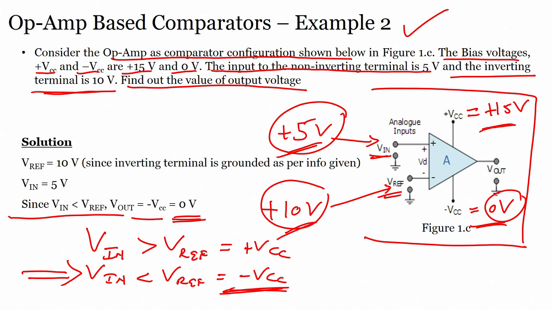First is the comparator. We saw the function: V in greater than V ref gives positive saturation, and V in less than V ref gives negative saturation. One example was plus 15 and minus 15, where V in was greater than V ref and the answer was plus 15. In the second example, plus VCC was 15 and minus VCC was 0 volts, and the input voltages were plus 5 volts and plus 10 volts. Here V in is less than V reference, so the output voltage would be minus VCC, which equals 0 volts. Until now we have seen this much, so it is extremely clear what exactly a comparator is.